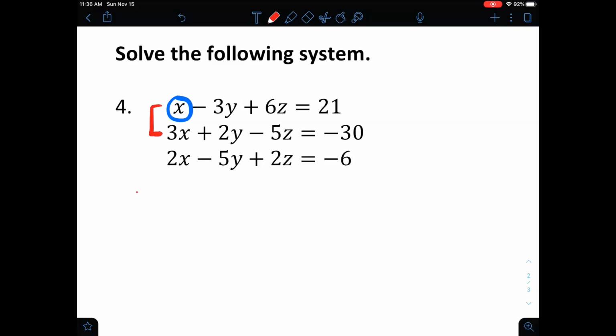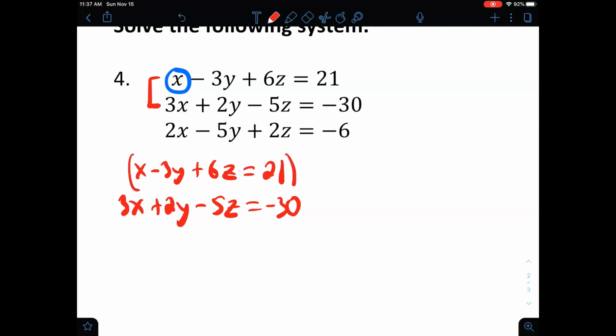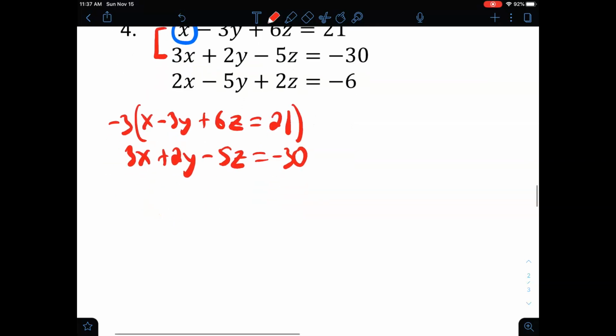So let's write our equations here. We have x minus 3y plus 6z equals 21. And we have 3x plus 2y minus 5z equals negative 30. So what can I multiply the top equation by to get the opposite of 3x? Well, it's just 1x. I can multiply by negative 3 to get that to cancel.